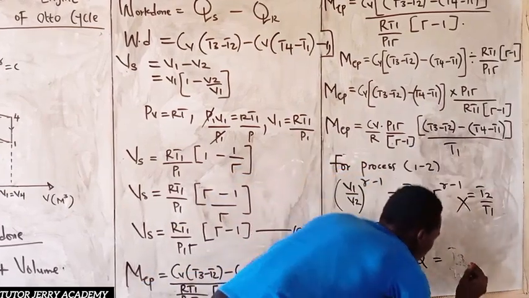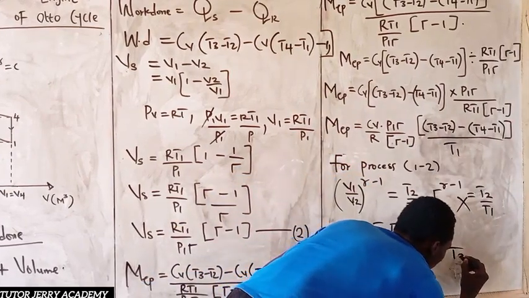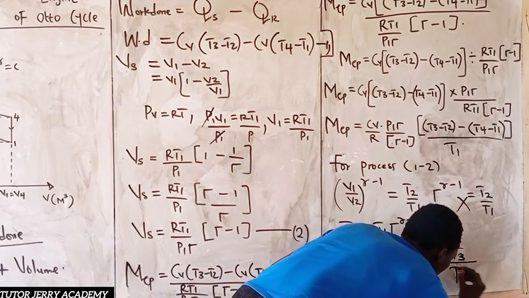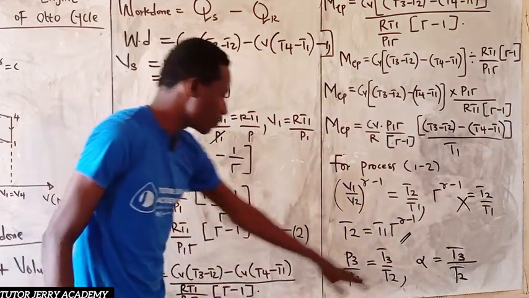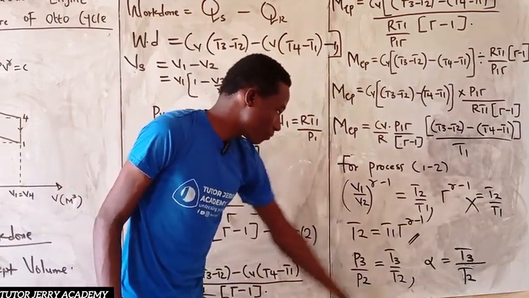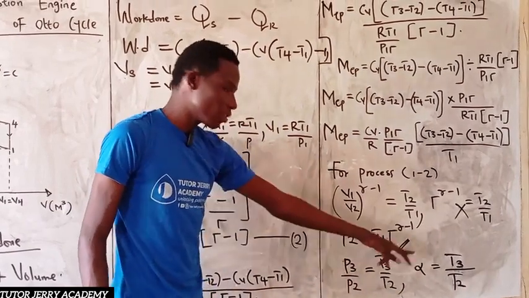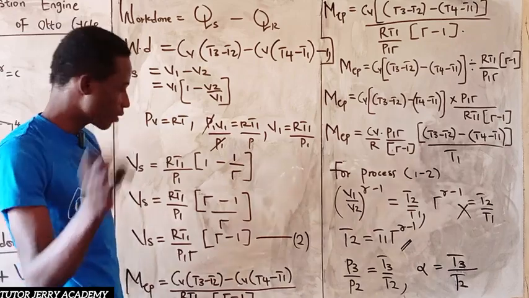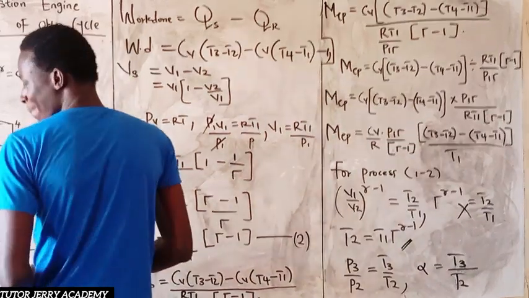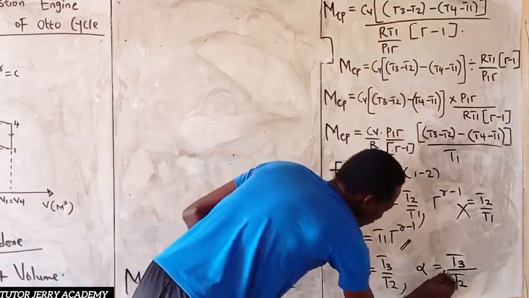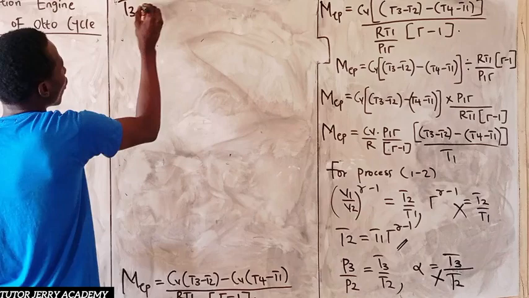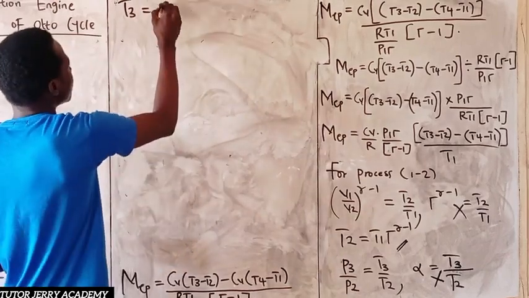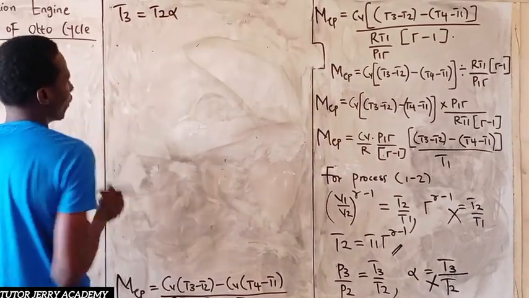Let me just rewrite this properly. So I have T3 over T2. So we can further simplify by cross multiplying in order to get the value of T3. So let's do that. If I cross multiply this, T3 will be equal to T2 alpha.